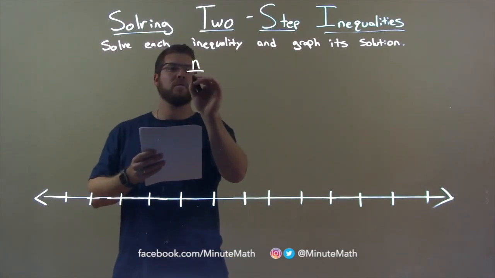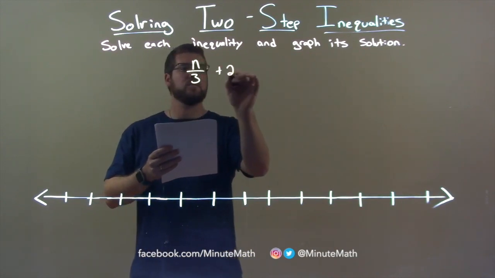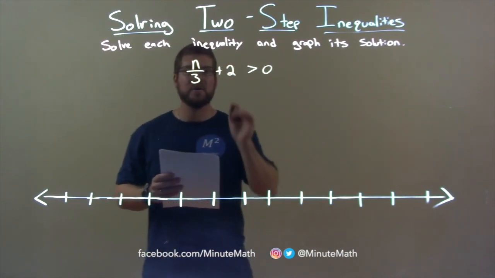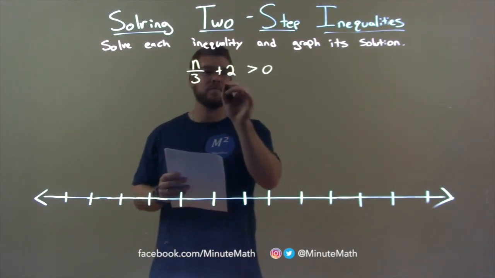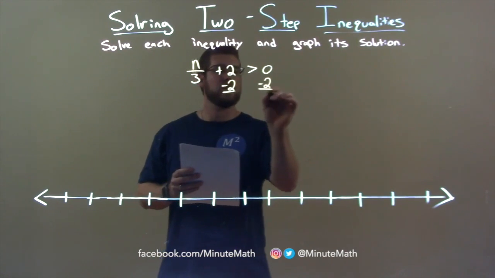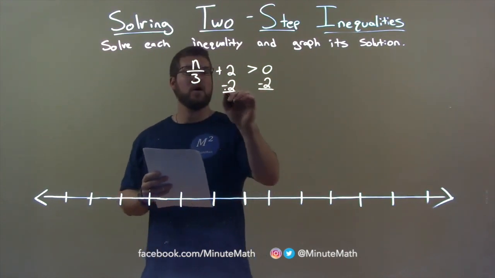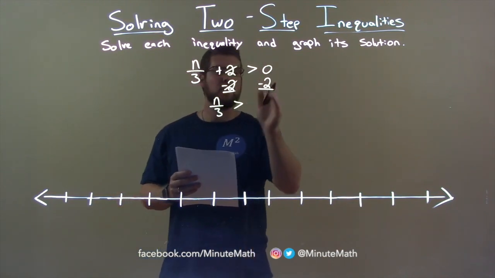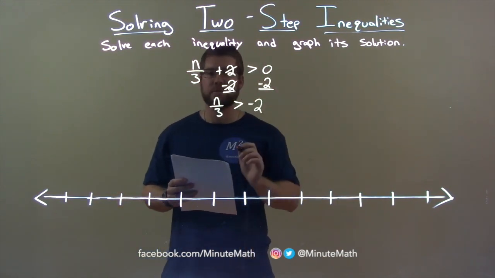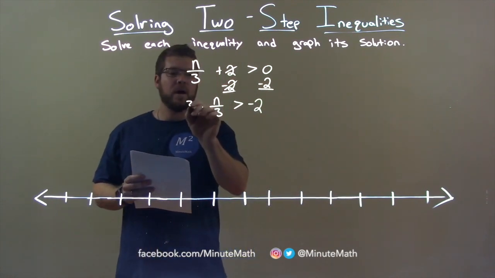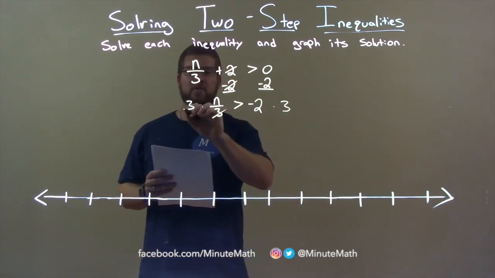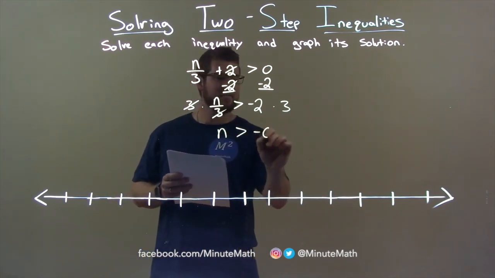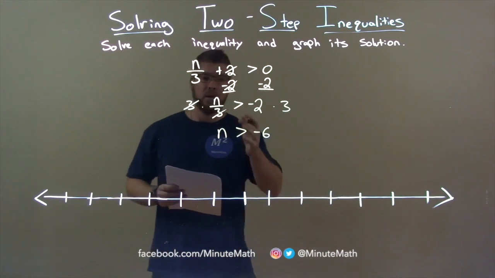n over 3 plus 2 is greater than 0. First thing I want to do is subtract 2 from both sides. Subtract 2 here, subtract 2 here, and we're left now with n over 3 on the left, and that's still greater than 0 minus 2, which is negative 2. Multiply 3 to both sides. The 3's cancel on the left, and n is now by itself, and n is greater than negative 6, negative 2 times 3. So let's graph that.